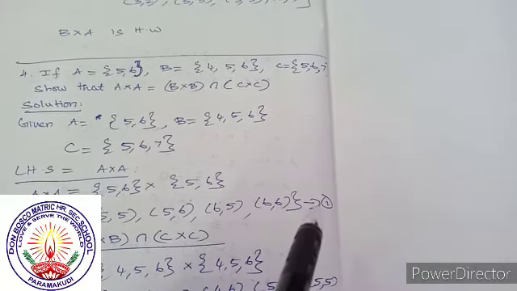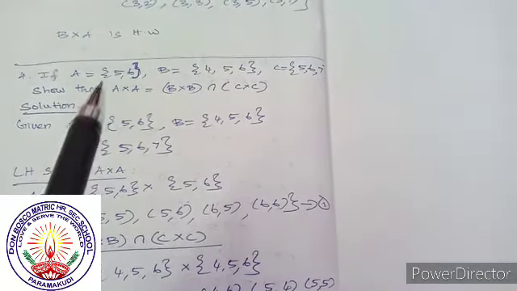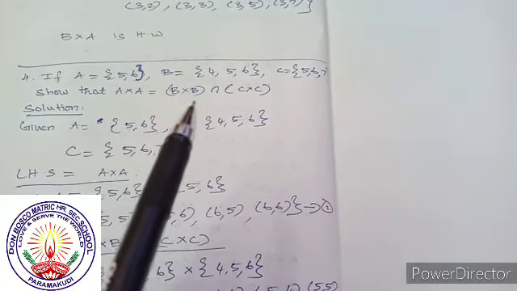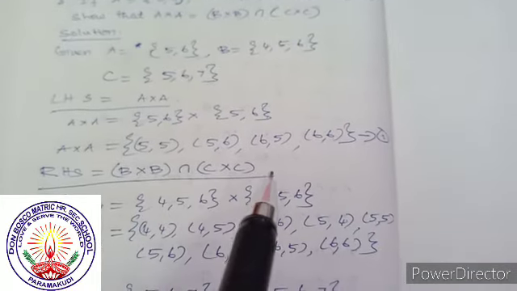Let us take this as equation number 1, because the left hand side contains only A cross A. It is equation number 1. Now take the right hand side. B cross B intersection C cross C. So right hand side is B cross B intersection C cross C.